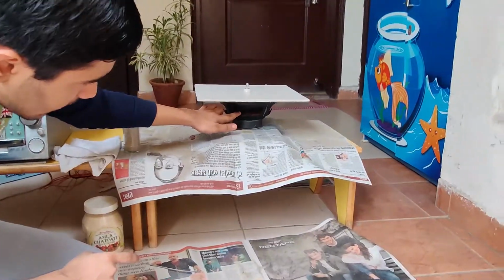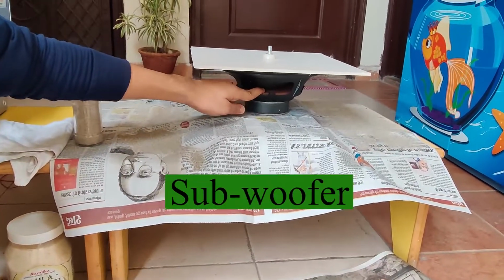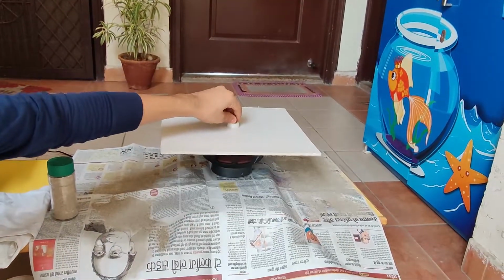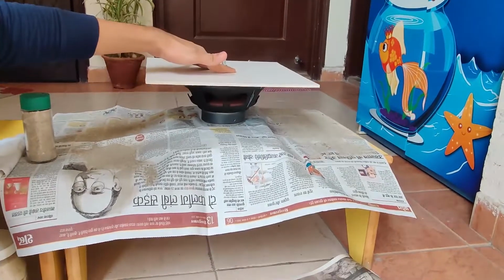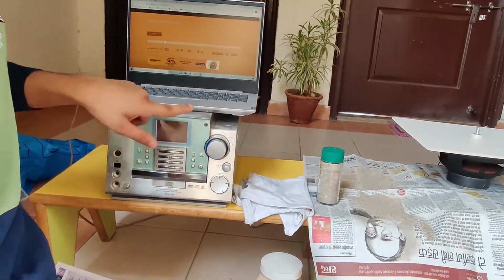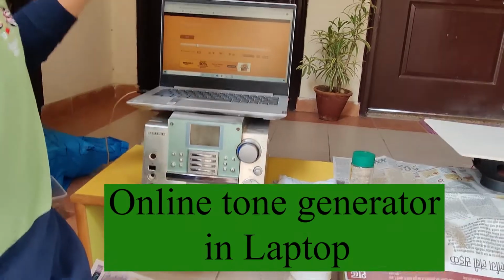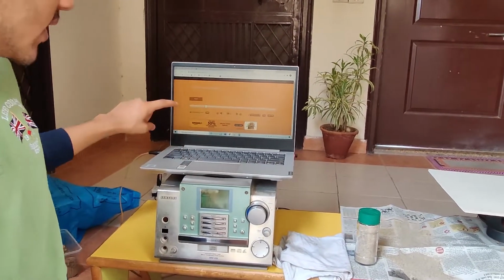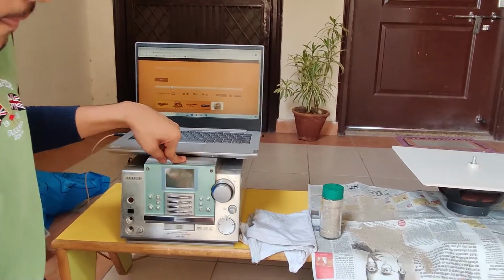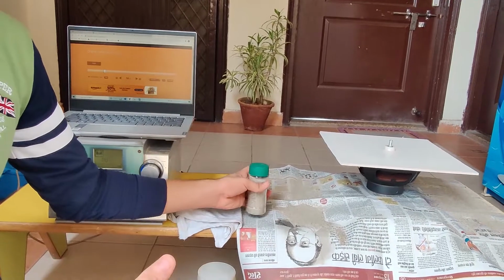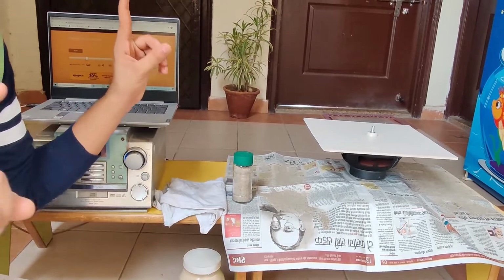Here, below the foam plate, I have a subwoofer or a speaker. Above that, I have a foam plate which is connected to the subwoofer. The subwoofer is connected to the audio amplifier which plays an online tone using the laptop above. It is running an online tone generator which gives the signal to the audio amplifier. Also, I have some sand here to see the patterns, and this is the reason I am doing this experiment outside.